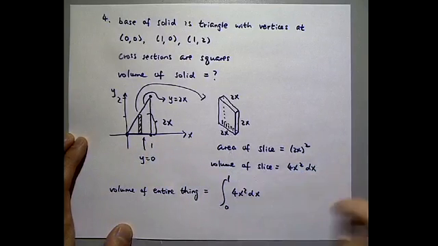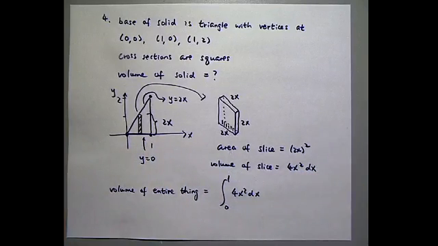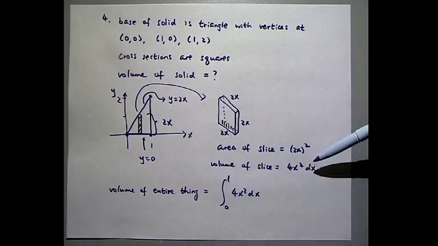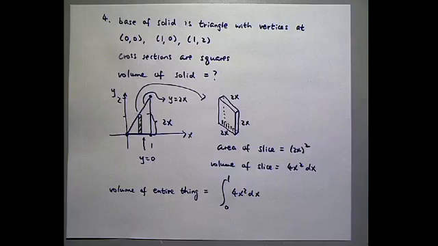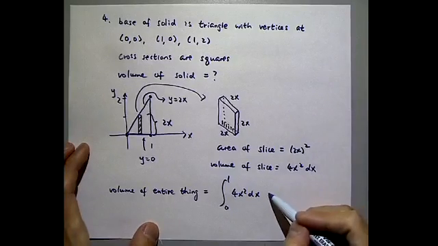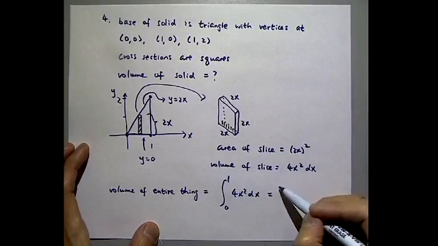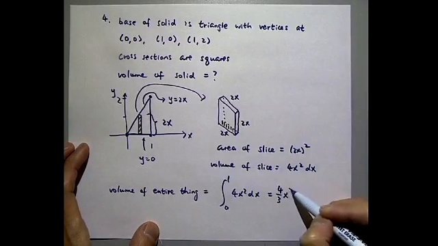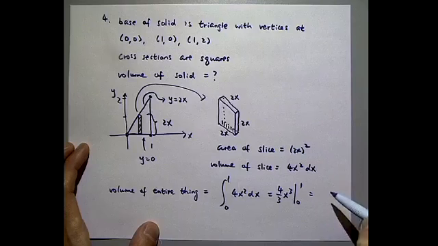Right? So many of these problems you're going to encounter can be done by slicing, like work, volume, centroid. Everything is based on the fundamental part: getting one slice right, and then let integration take care of the rest. This is pretty easy. 4/3 x cubed from 0 to 1, that's 4/3.